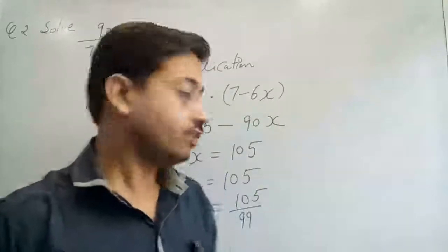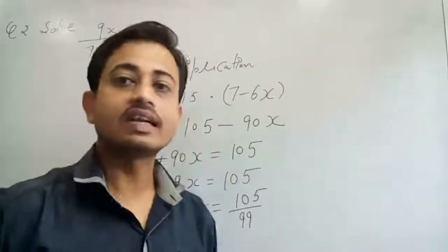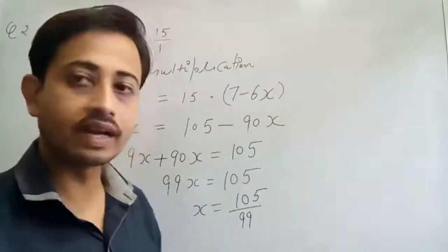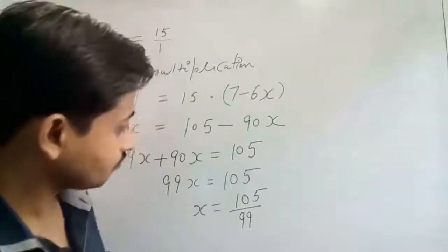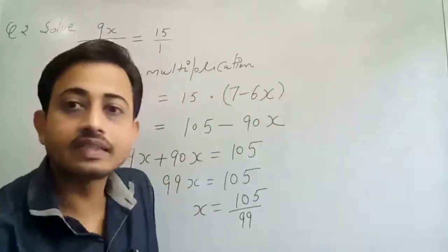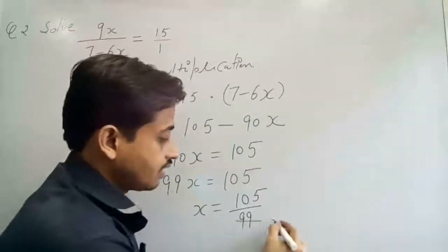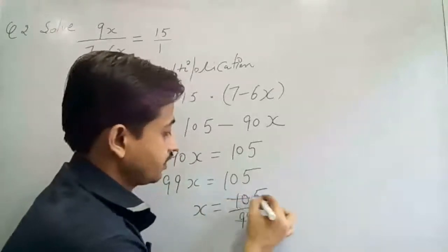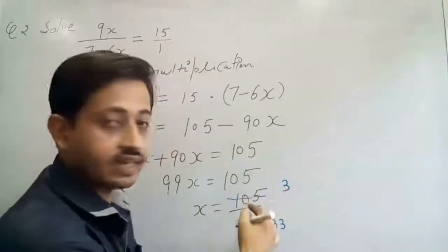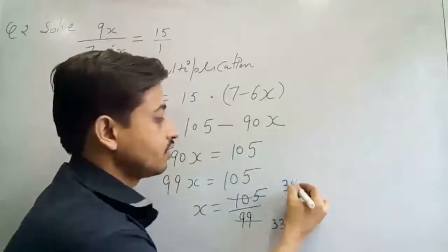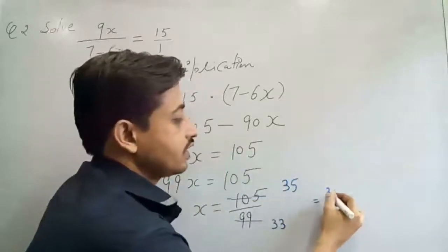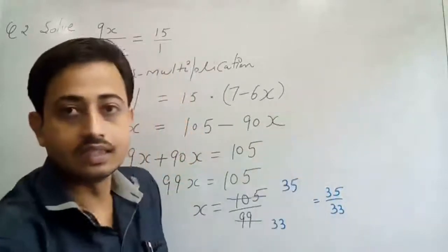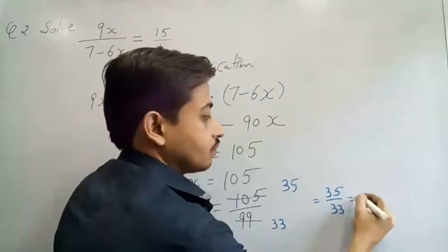Now if we know the table of any number, you can cancel out to get a simplified answer. I am dividing it by 3. 3 3s are 9. 3 3s are 9. 3 5s are 15. So we get 35 divided by 33. This is our answer.